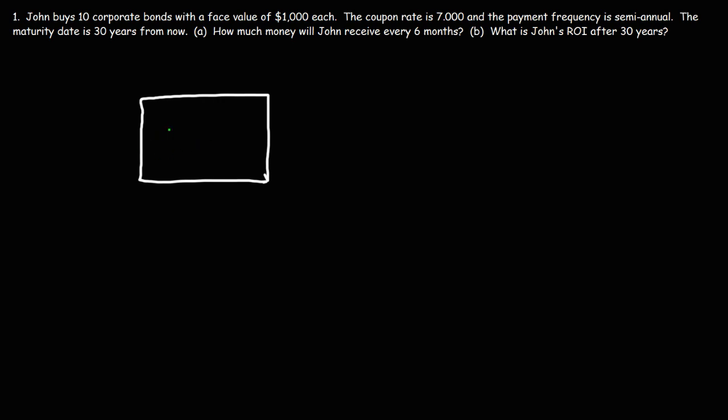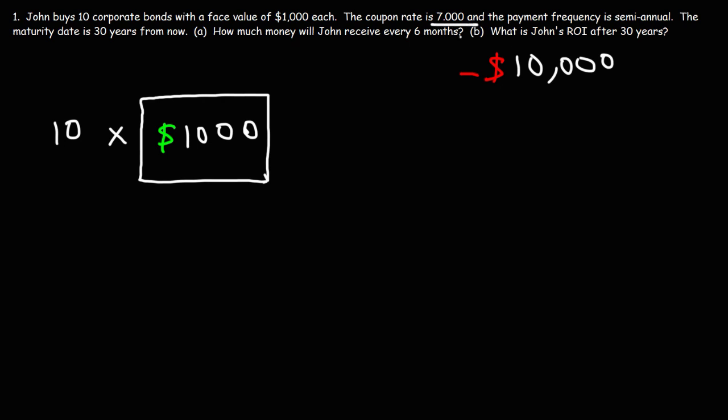So John is buying 10 corporate bonds with a face value of $1,000 each. So he's lending $10,000 of his money. So that's his investment. So his bank account is going to go down by $10,000. Now we want to know how much money will John receive every 6 months. The coupon rate for the bond is 7. So that means that 7% of his investment will be paid to him every year.